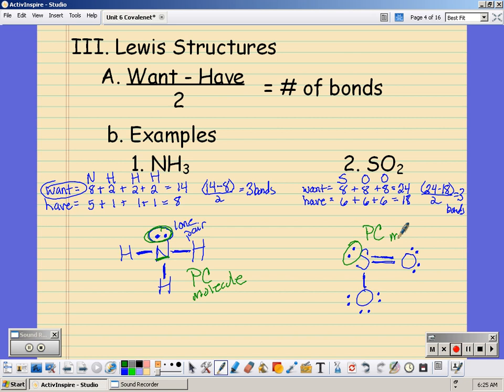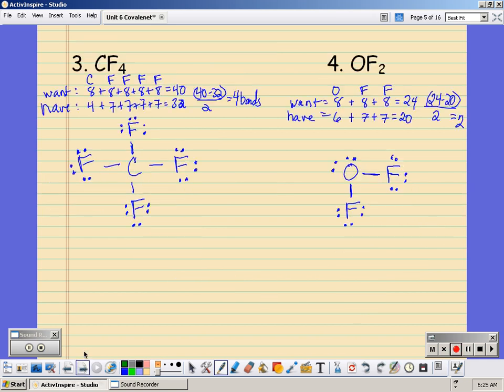Carbon does not have any dots and it's symmetrical, all fluorines. So this is a non-polar covalent molecule. Oxygen has 2 sets of lone pairs, so this is a polar covalent molecule. And this one, because it has the 2 lone pairs, is actually more polar than our other 2 molecules with the 1 lone pair.